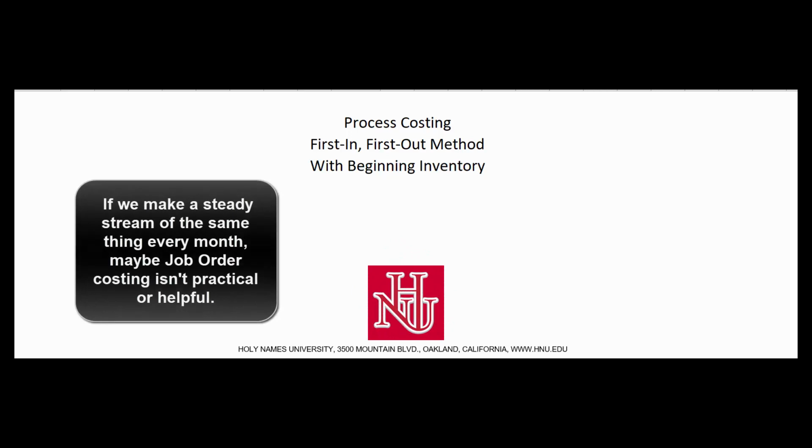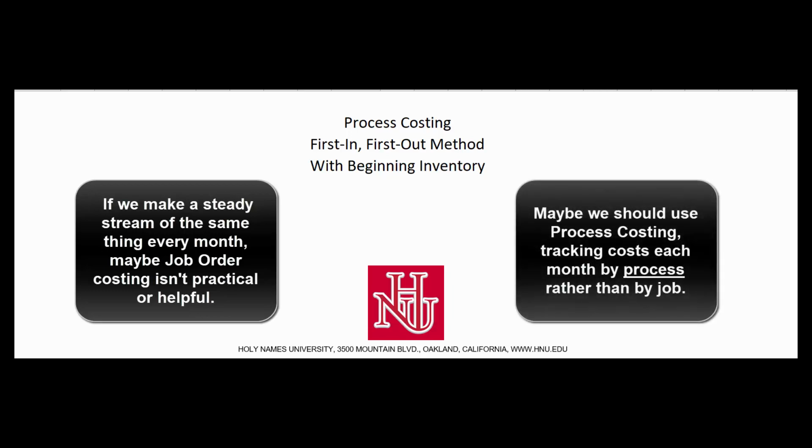Alright, let's talk about process costing. If we make the same stream of things every month, maybe it doesn't make much sense to keep track of the costs by job. Maybe we can help management best by keeping track of the costs by process. So each month we can see how much we spend in the bottling process, how much we spend in the packaging process, how much we spend in the blending process.